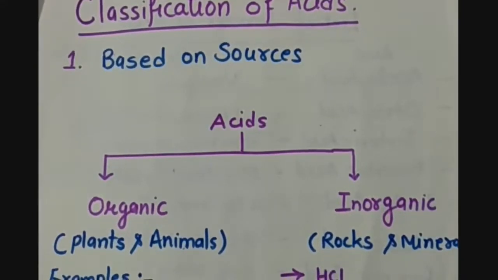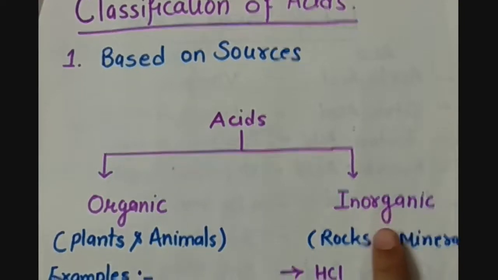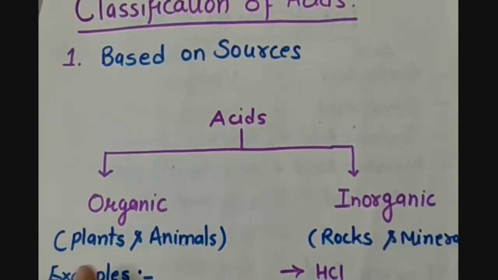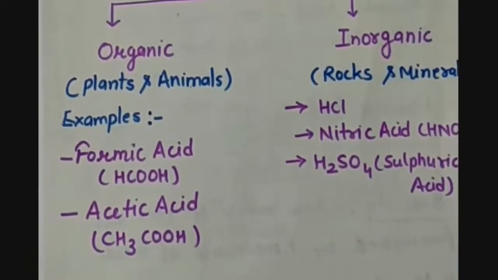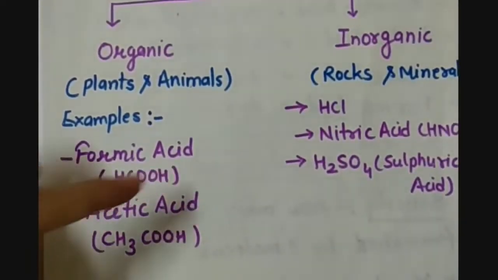Organic acids are those acids which are obtained from plants and animals, and inorganic acids are those acids which are obtained from rocks and minerals, and that is why these types of acids are also called mineral acids. Organic acids are generally weak in nature, and mineral acids are almost strong in nature. For example, organic acids, examples are formic acid and acetic acid.